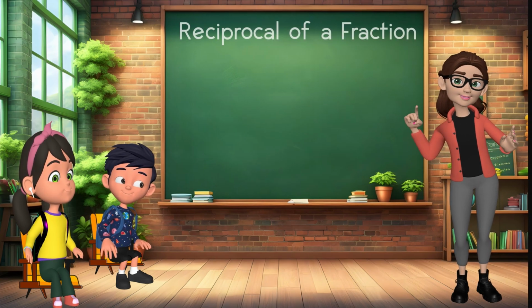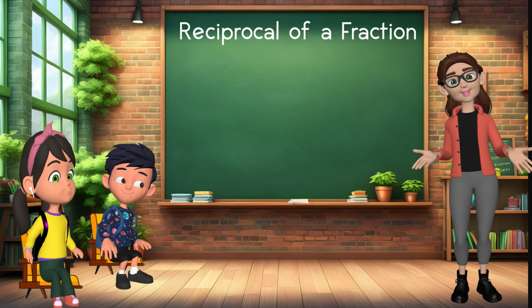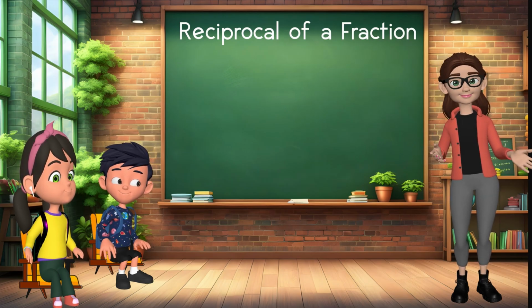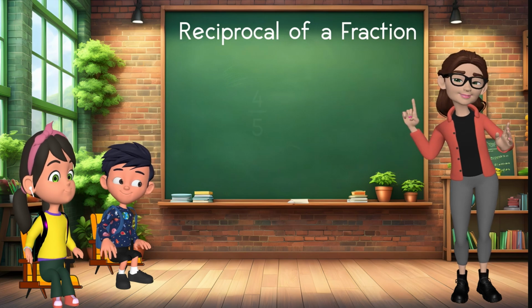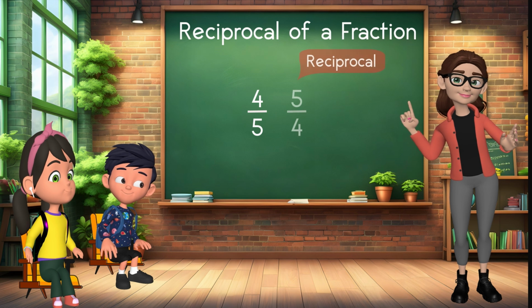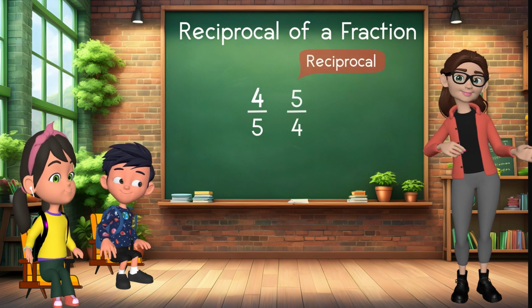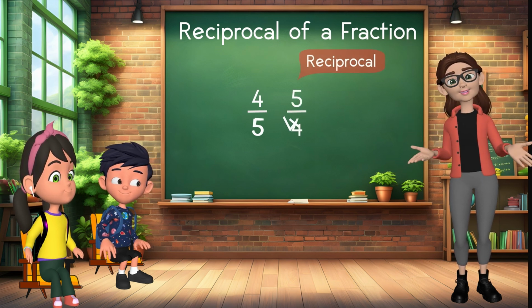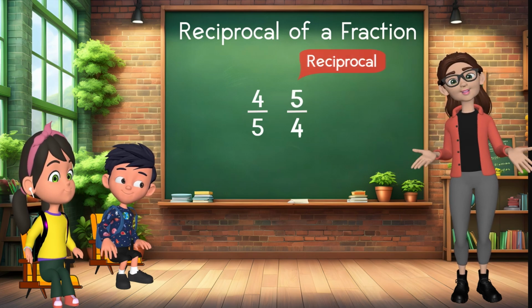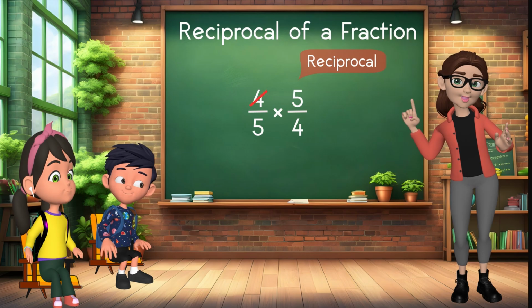Reciprocal of a fraction. The reciprocal of a fraction is obtained by interchanging the numerator and denominator. For example, the reciprocal of 4/5 is 5/4. Here, the numerator becomes the denominator, and the denominator becomes the numerator. The product of a fraction and its reciprocal is always 1.